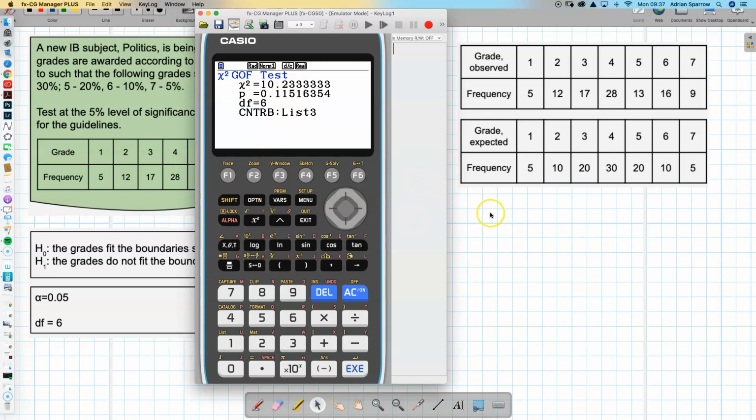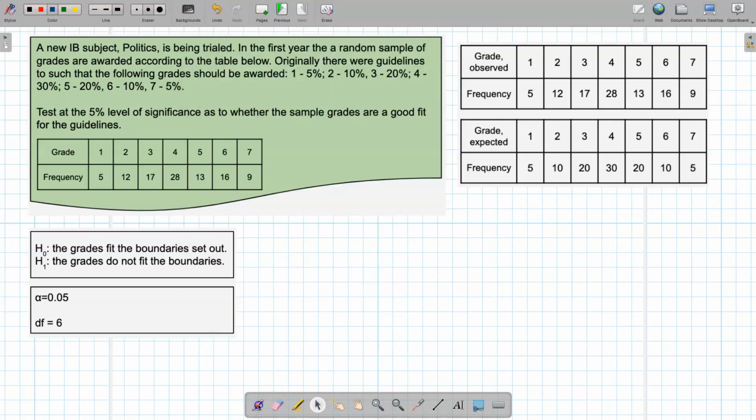Now I'm not going to draw any diagrams, but I do encourage you to draw the diagrams. So my chi-squared, which they may require, is 10.2. It's always good to state it. That's my test statistic. My p is equal to 0.115.